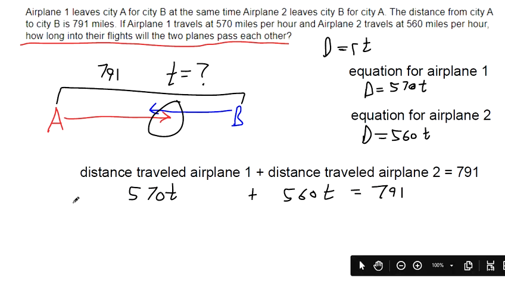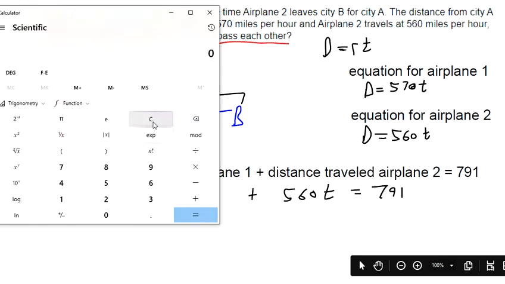Because this is the distance airplane 1 travels. This is an expression for the distance that airplane 2 travels. And if you add them together, the total distance is 791 miles. And now we have a quick little equation we can solve. We got to add 570t plus 560t.